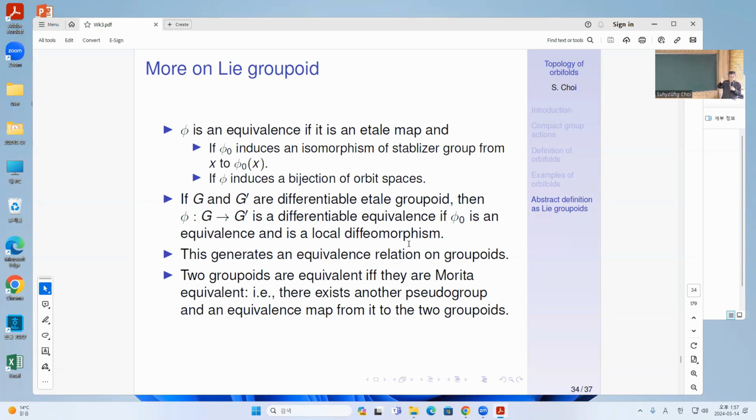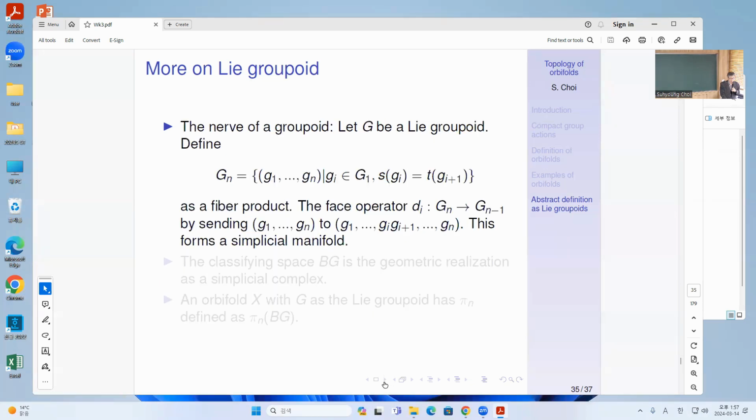You need just one intermediary. Ordinary equivalence relation, you have to go through many types of going back and forth, but Morita means that there's just one intermediate object. Okay, so those are the Lie groupoids, and so the nerve of the groupoid.